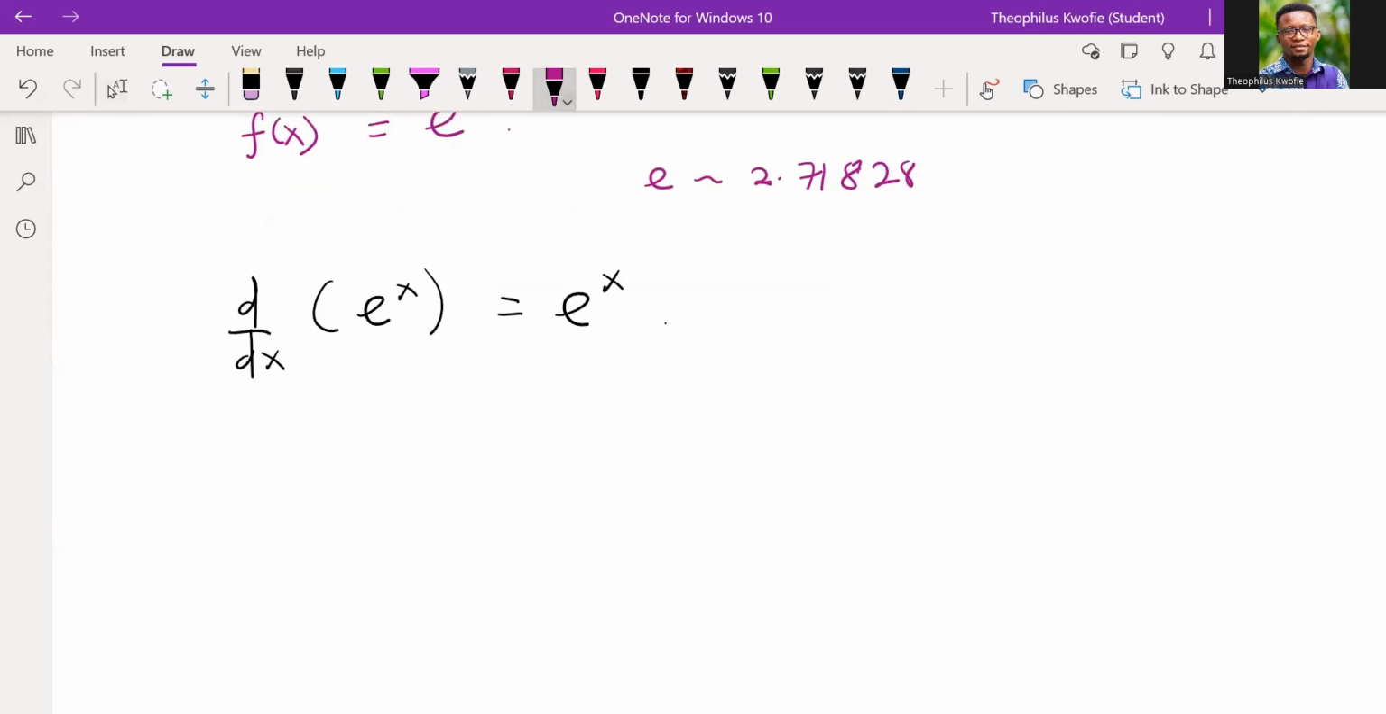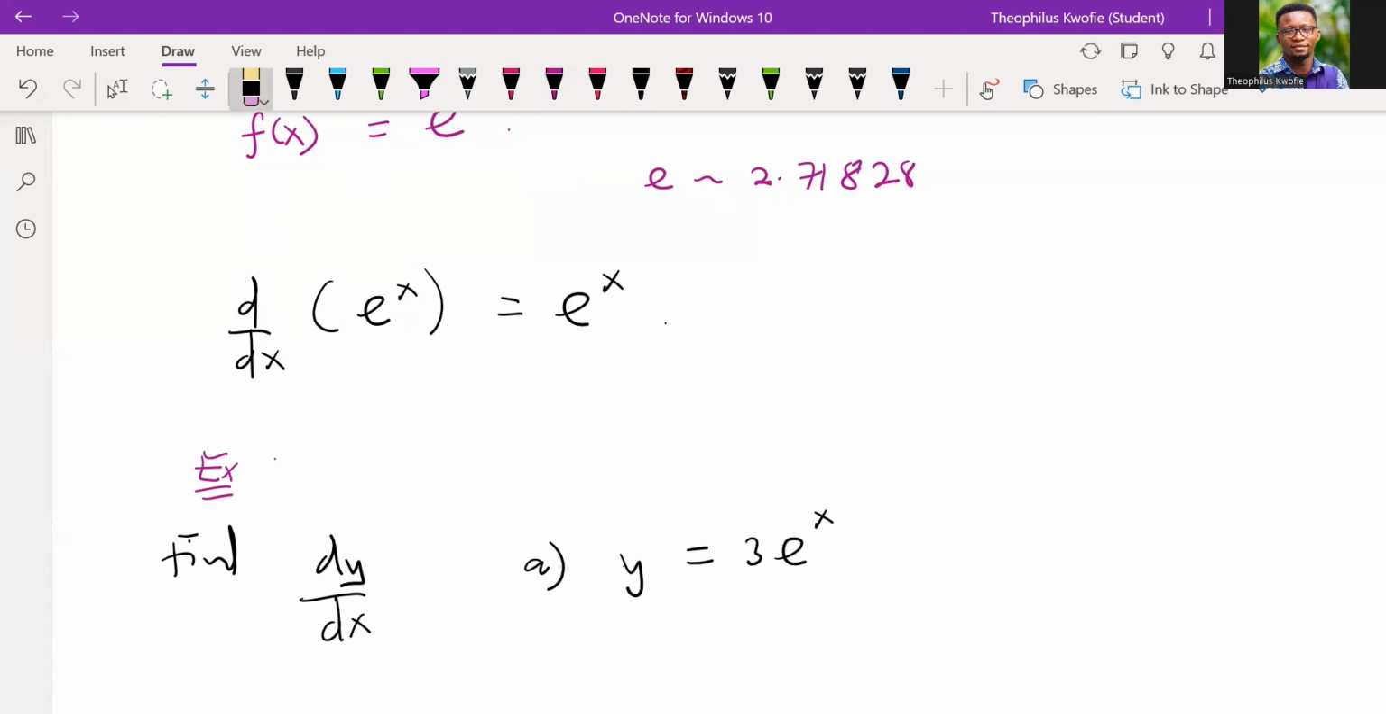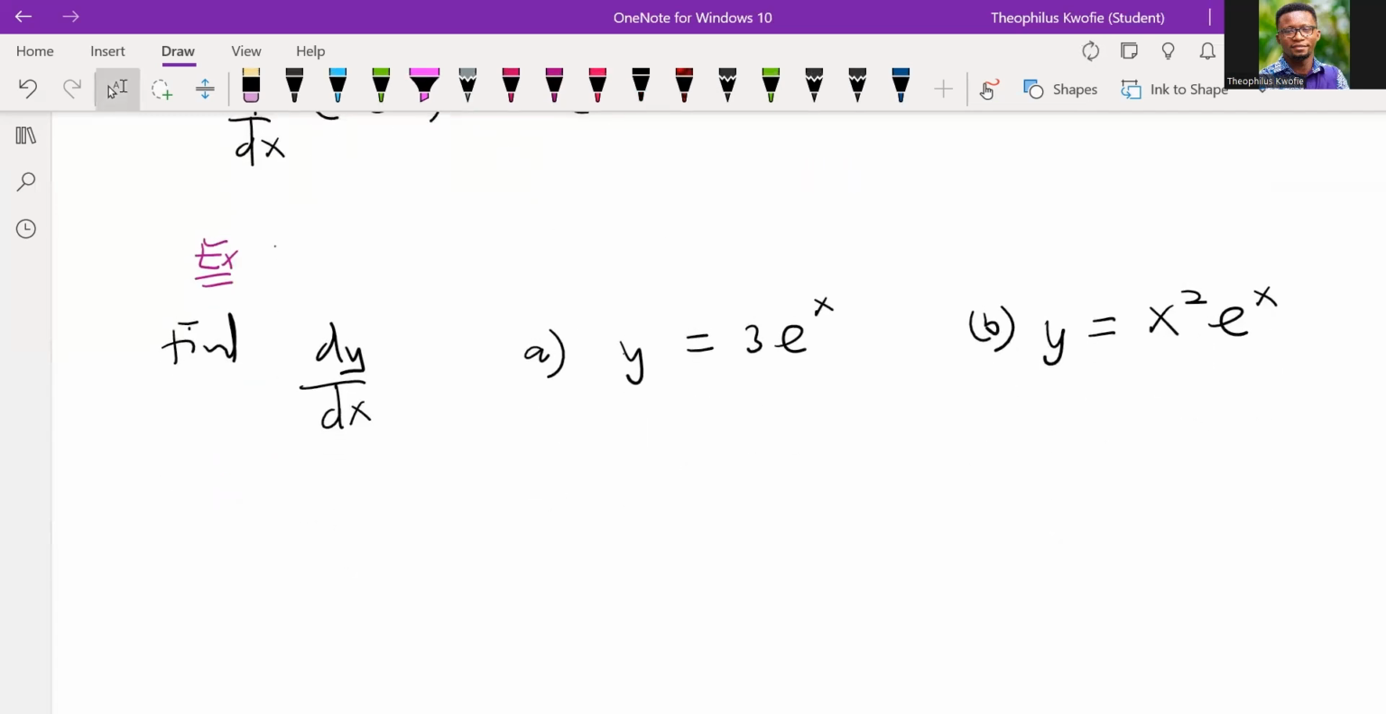So if that's the case, let's look at a few examples and see how best we would appreciate this. If I ask you to find dy/dx for, let's say, (a) y = 3e^x, and then for part (b), let's say y = x^2 e^x. How do we find this? So let's see how best we can solve this.